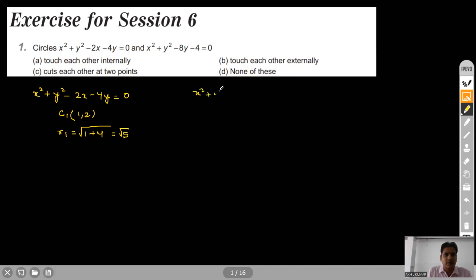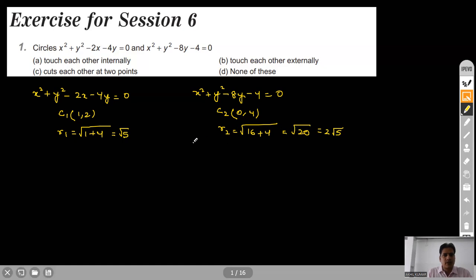It is given x square plus y square minus 8y minus 4 equal to 0. So what is the center of this circle? There is no x term, so the x coordinate will be 0 and the y coordinate will be 4, right? And what is the radius of this circle? It will be 0 squared plus 4 squared, 16, and minus of minus 4, that is plus 4, equal to under root of 20. Under root of 20, we can write as 4 into 5, means 2 root 5.